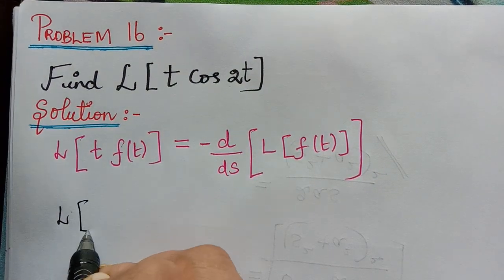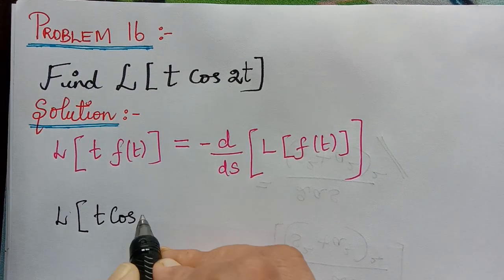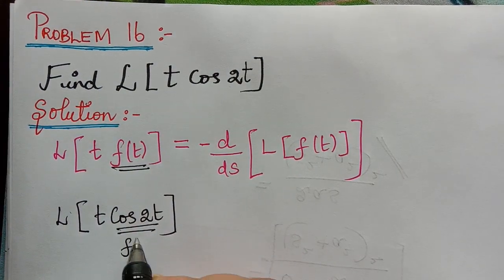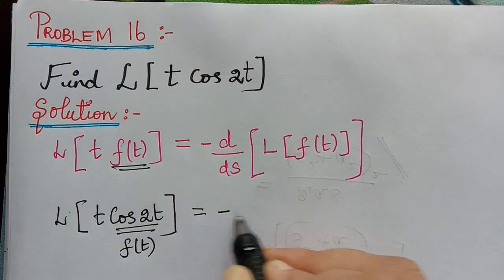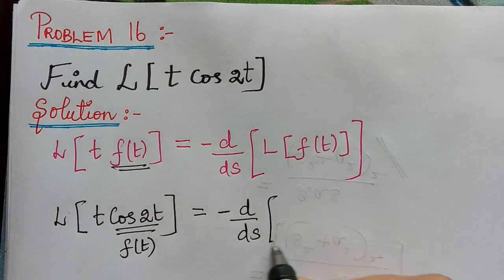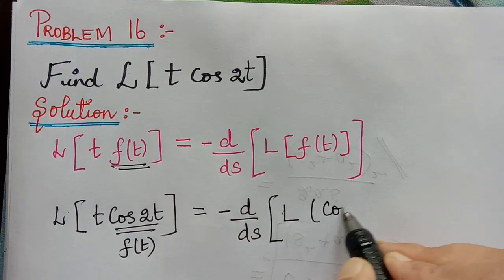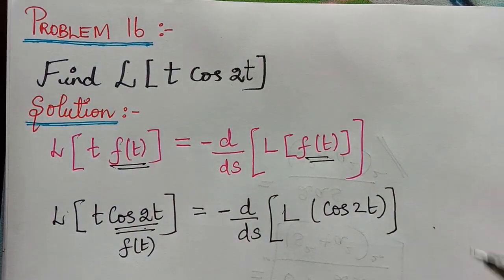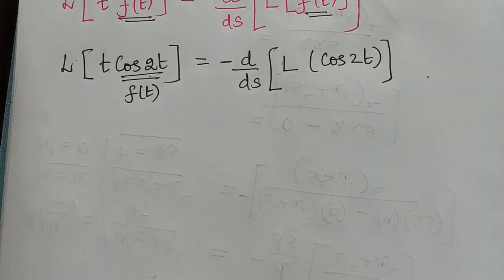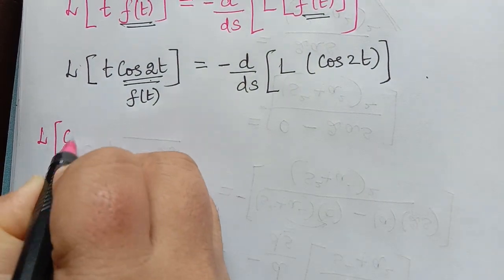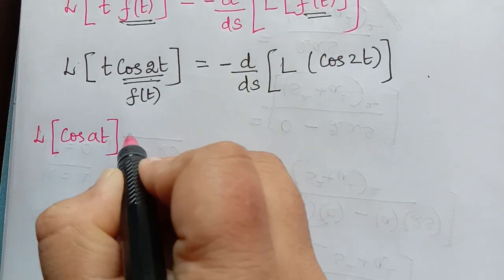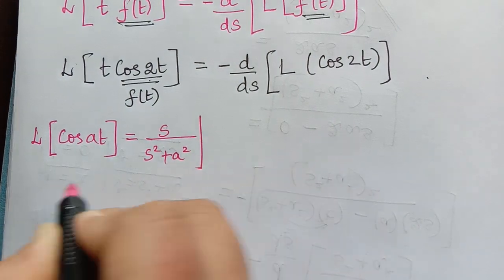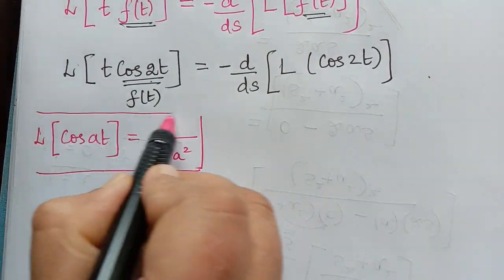So we have to find the Laplace transform of t cos 2t. In the place of f of t, we have cos 2t over here. So this will be equal to negative d by ds of the Laplace transform of cos 2t, because f of t is cos 2t over here. By the formula, we know that the Laplace transform of cos at is equal to s divided by s square plus a square. So we are going to apply this formula over here.